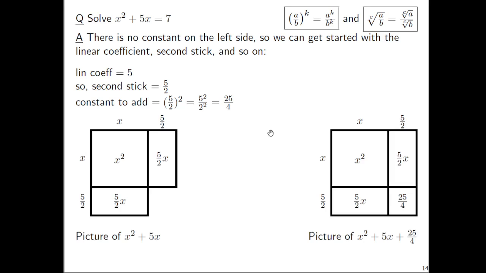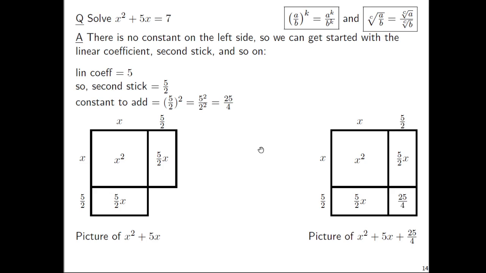But before doing that, let's draw a picture. The original left side is x squared plus 5x. So here's a picture of it: x squared plus 5 halves x plus 5 halves x. But then it's missing this piece in the lower right corner. That missing piece should be 25/4. So it still works even if it's a fraction. It all works the way it needs to.